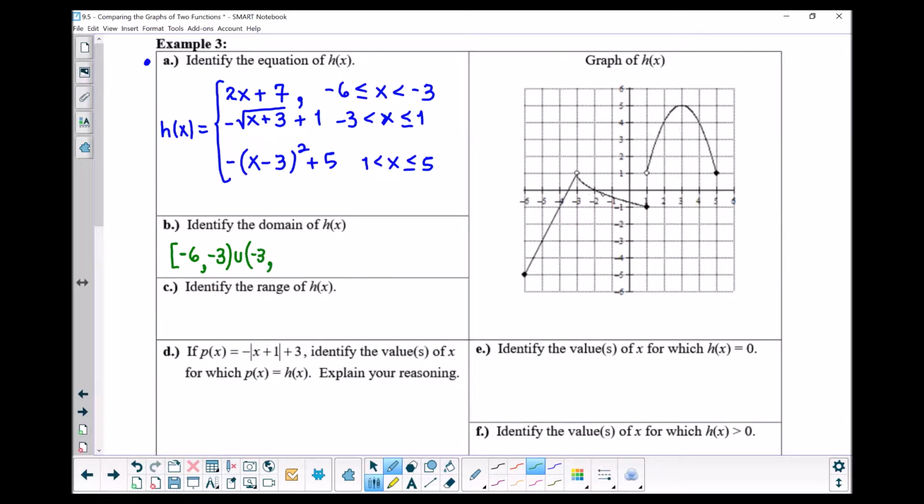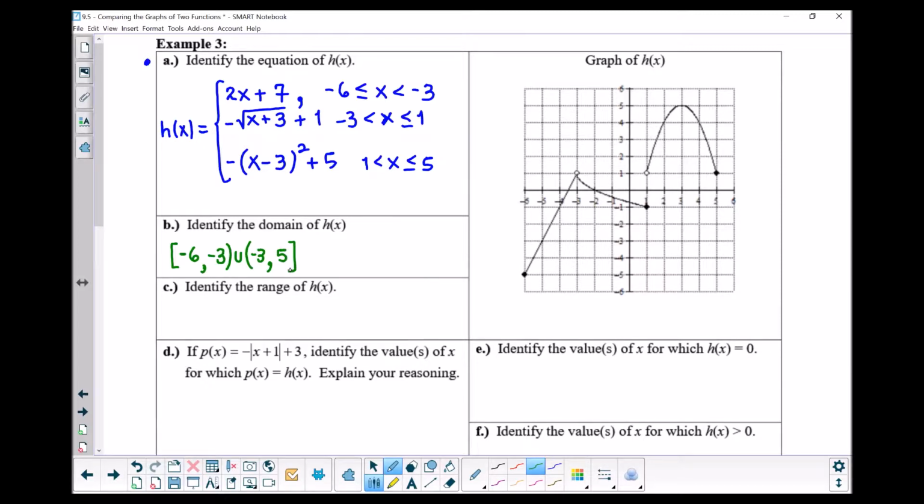And then I can take this all the way to 1. Even though there's an open circle here, I'm okay. I've got 1 included at some stage, so I'm going to keep it going, and I can keep this going until this guy decides to stop, and that's at 5, and that would be inclusive.